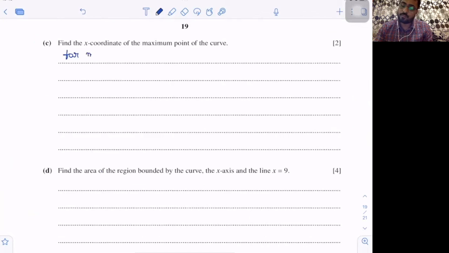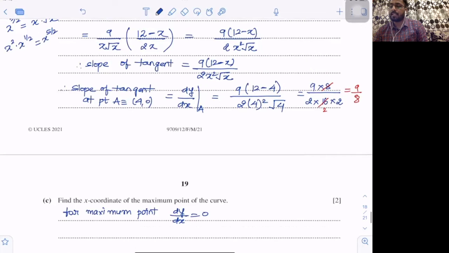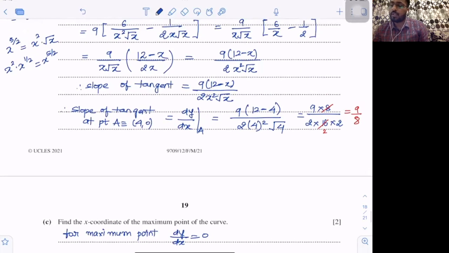So for maximum point, you can say dy upon dx should become equal to 0. Don't we have dy upon dx? Students, we have already got dy upon dx, right? So dy upon dx, if you recall, was this, isn't it?